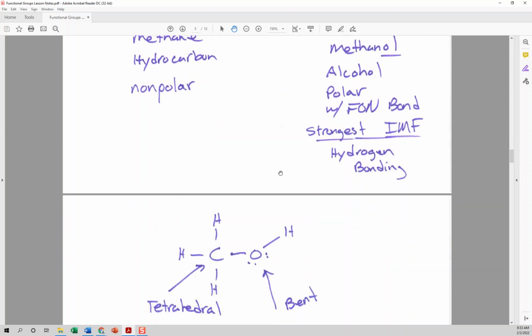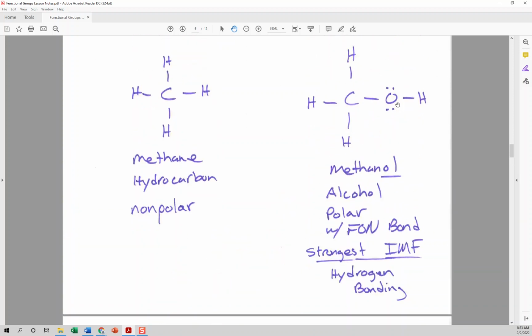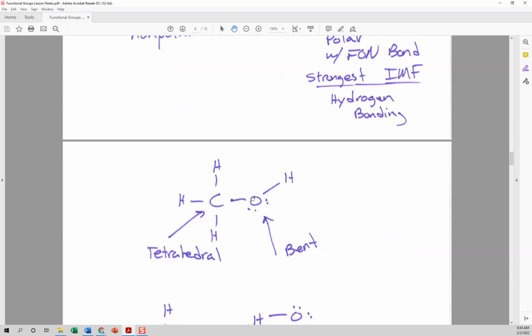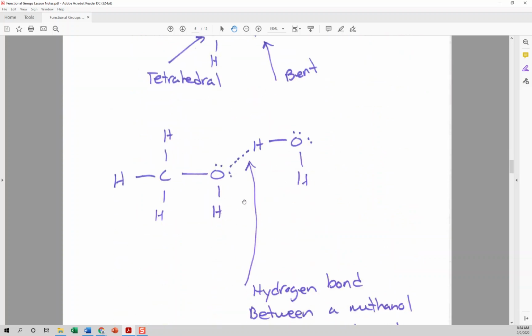Okay, so understand that, we could draw methanol this way, but if we're thinking in 3 dimensions, this is a poor representation of what methanol would look like. Around the carbon, you have tetrahedral geometry, but around the oxygen, it's not linear, it's bent. 2 lone pairs, 2 bonds, it's bent. So I guess this would be a better representation. Tetrahedral around the carbon, bent around the oxygen. So bent around there, tetrahedral around there. And again, now we can show you the hydrogen bonding it has.